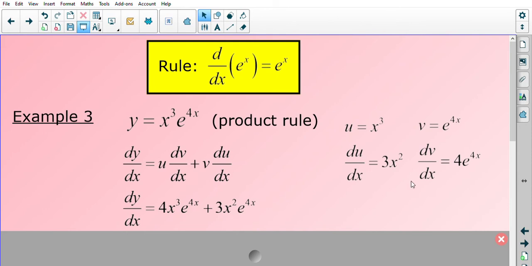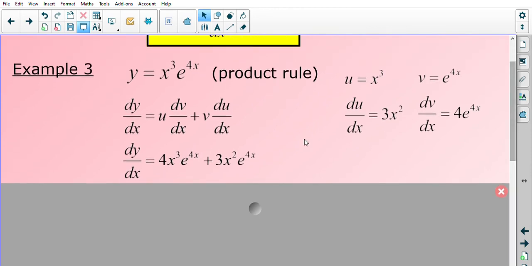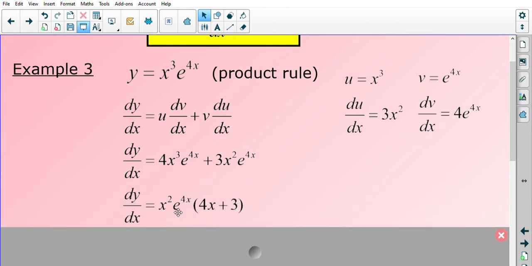However, we like to always simplify our answer if we can, so we can take a common factor out of this. I can take x squared and an e to the 4x out of this. If I do that, I'm going to get x squared e to the 4x taken out with a bracket. I'd have 4x left in this plus 3 left in that there. So I've got my final answer written down here as x squared e to the 4x bracket 4x plus 3. So that would be that function there differentiated to give me that answer there.